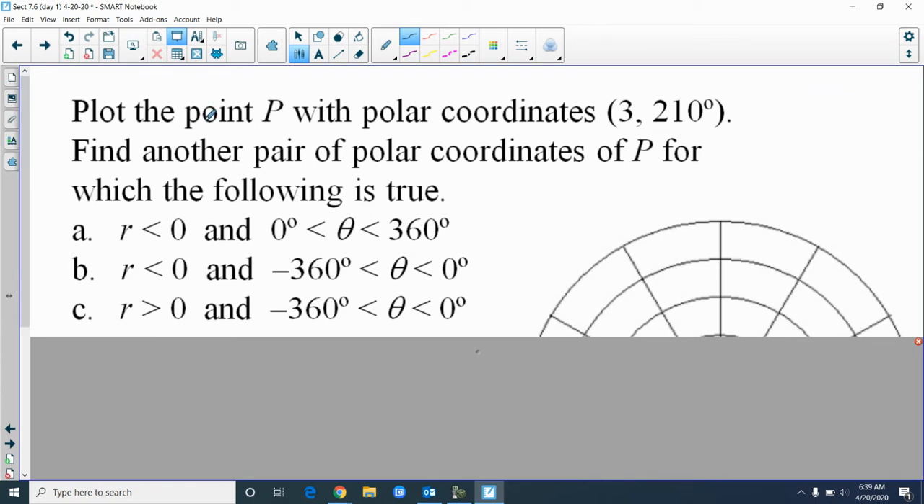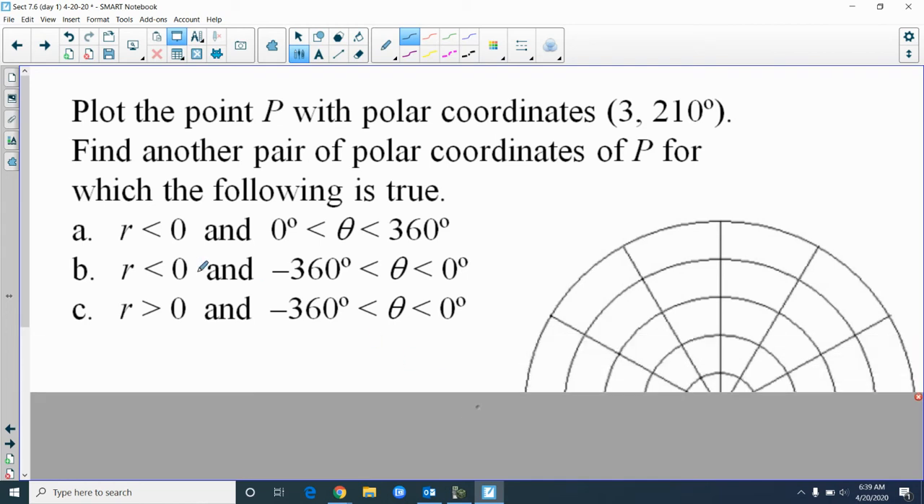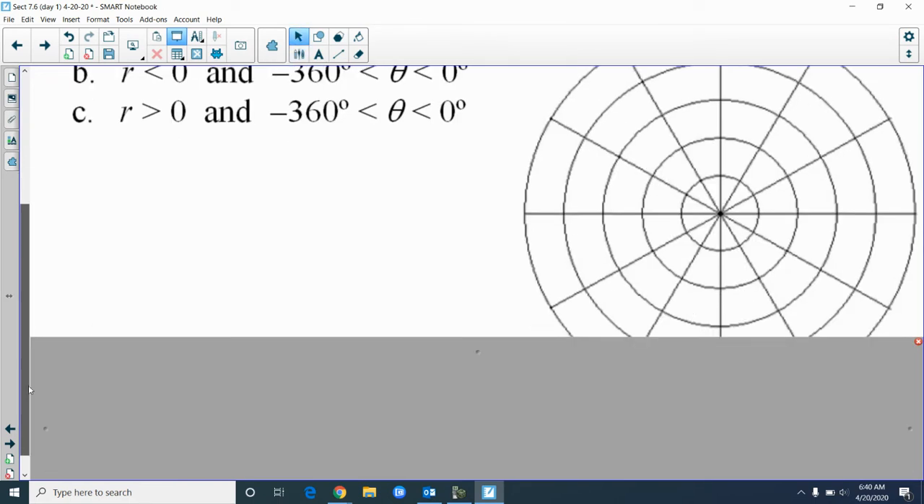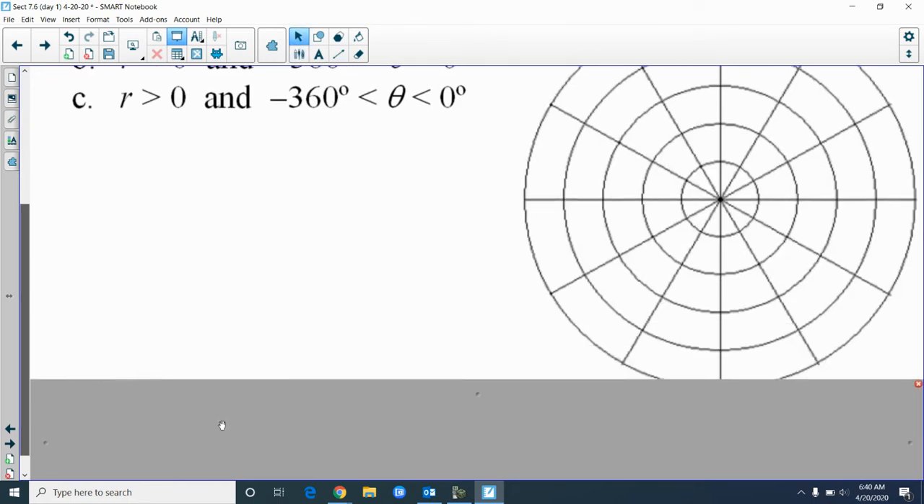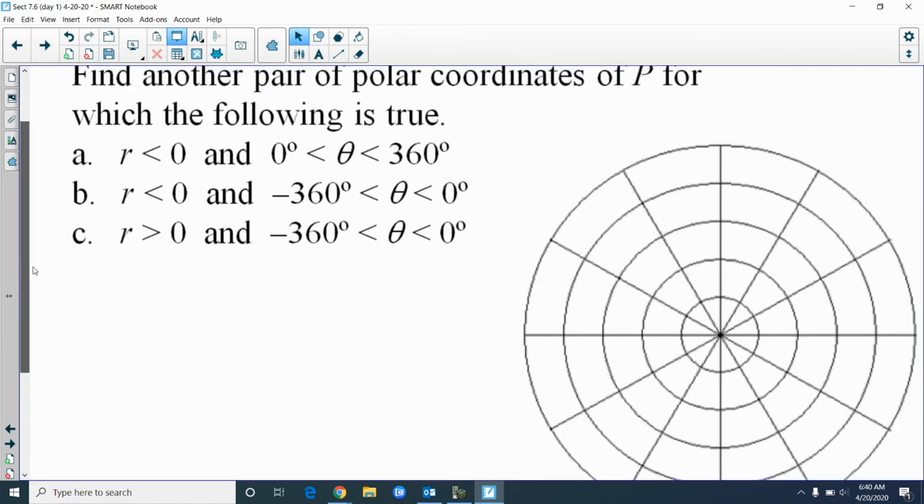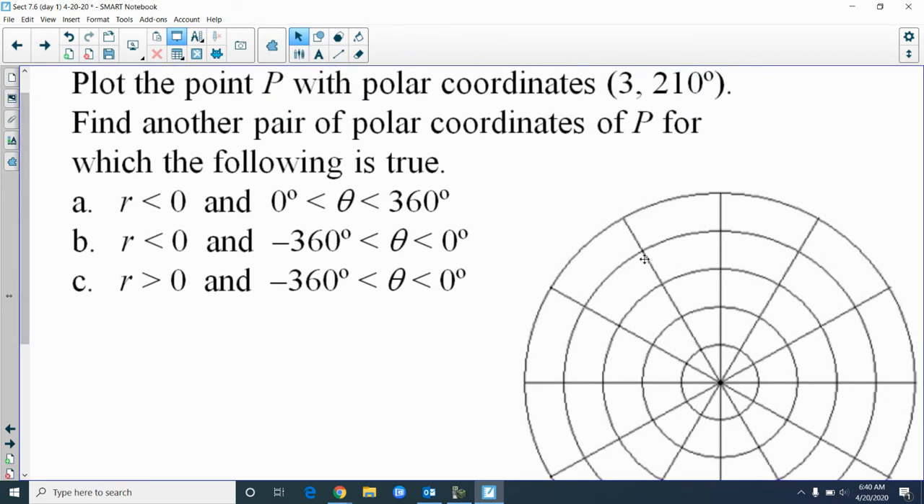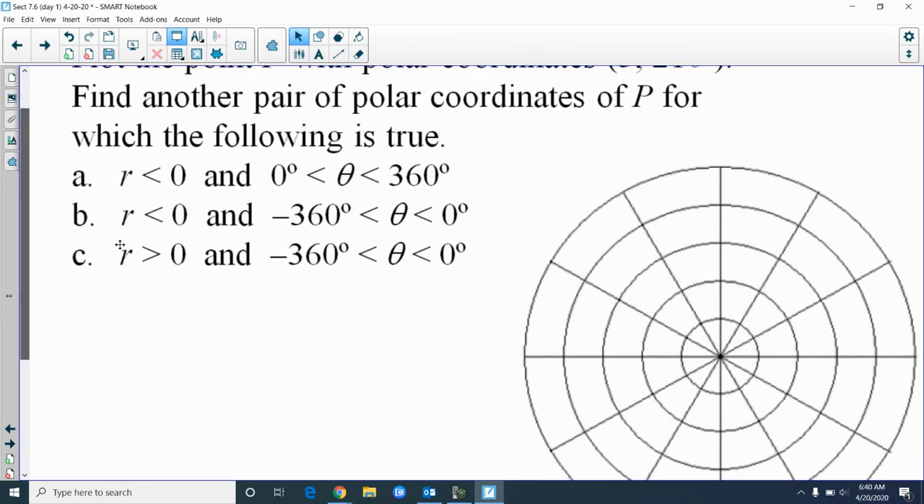So what I want you to do is, you have that one graph right there. Go ahead and graph. You've already graphed those other ones. This should not be at the same spot. Graph 3, 30 degrees. And I'm going to graph it here. Right, 3, 30. And that is going to be the point P. And that will be right here.